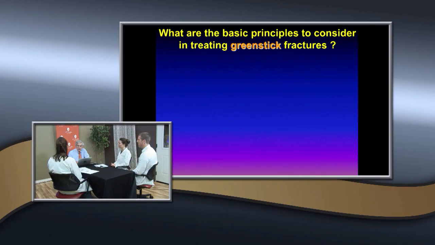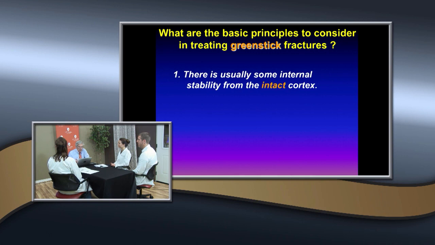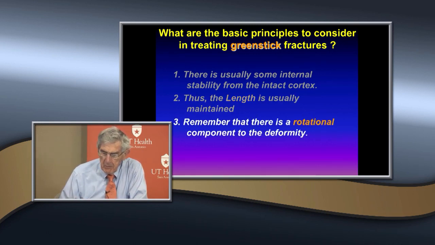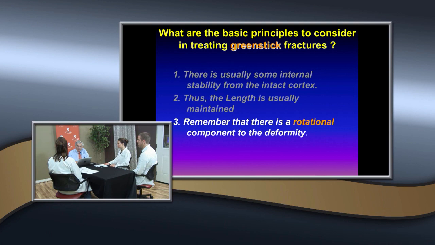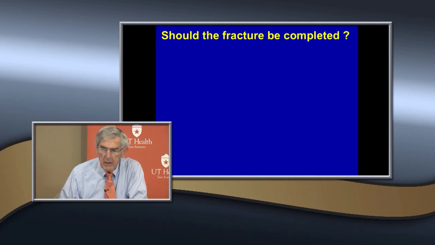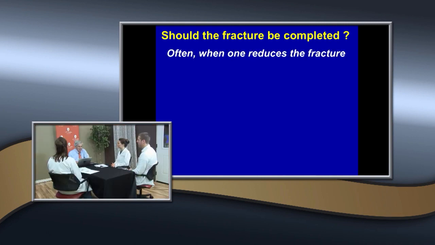What do you need to consider there? Well, there's usually internal stability from the intact cortex. So length is maintained. You don't have to worry about that. But remember, it's got both. What two are the two major components of green stick fractures? The rotation and angulation. That's right. Now, there's always this controversy, should the fracture be completed with a green stick fracture? And what happens when you reduce it?